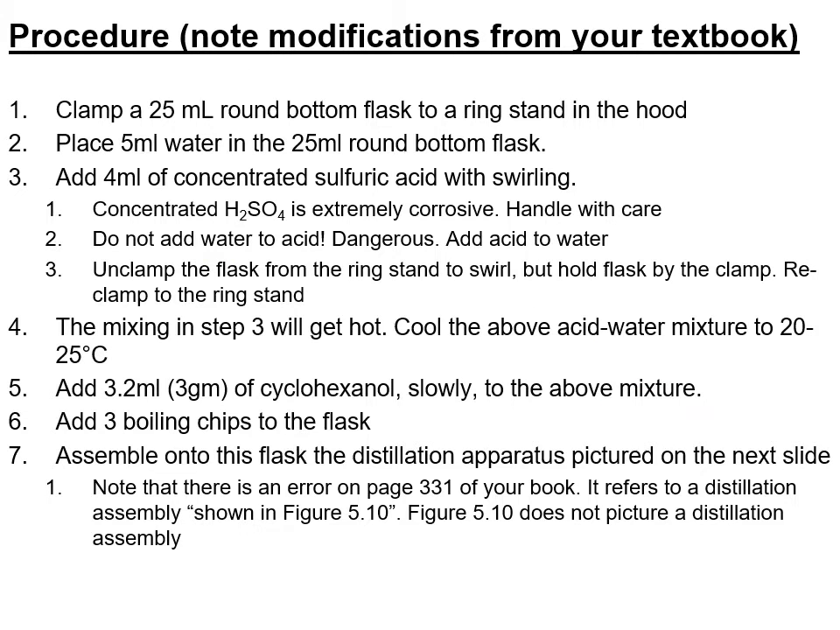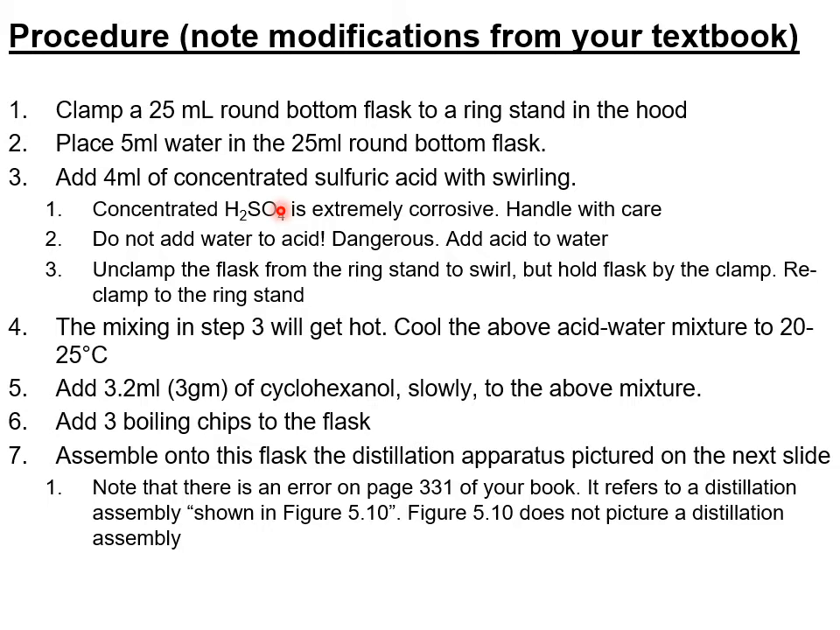So here you can see the procedure. One thing to note is that it was modified from the textbook. So you would start off with clamping a 25 milliliter round bottom flask to a ring stand, of course always in the fume hood. You place 5 milliliters of water in the round bottom flask and add 4 milliliters of concentrated sulfuric acid with swirling.